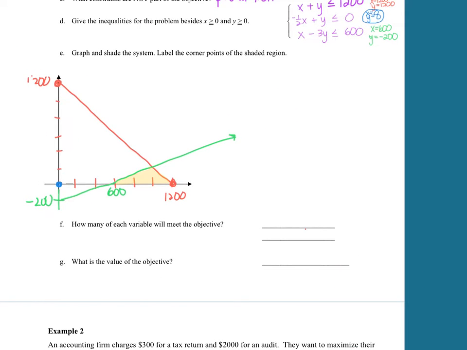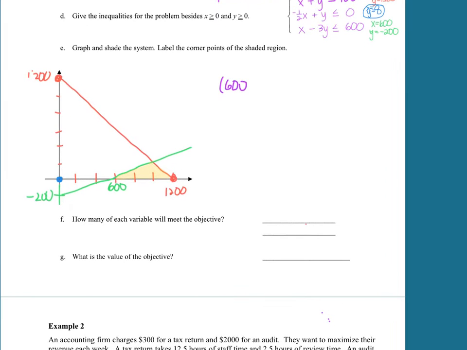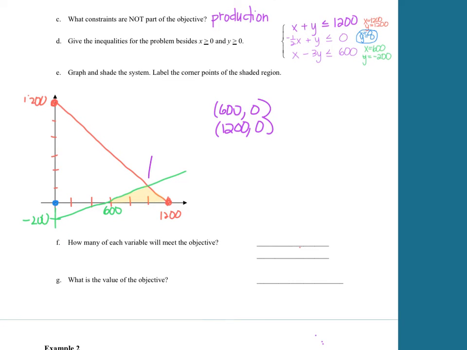And so we need to identify our corners. We've got the corner 600, 0. Oh, goodness. Okay. We also have the corner 1200, 0. And finally, we've got this third corner, which we need to find. So that is the intersection of the red line with the green line. So we'll do a little math to help us figure out what that intersection point is.